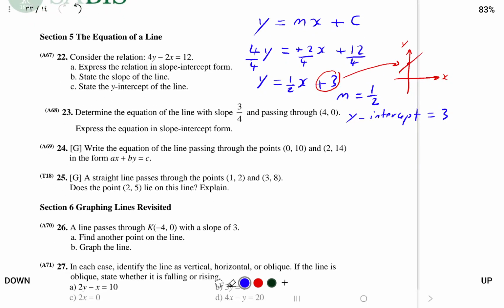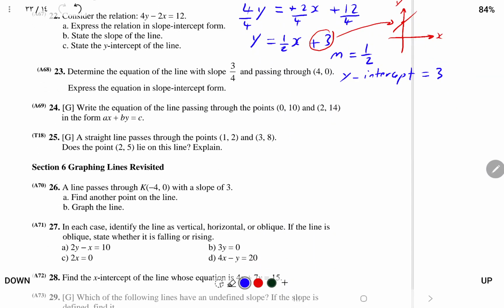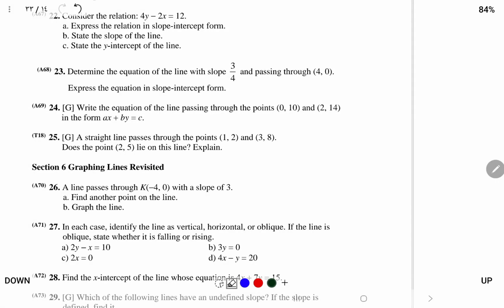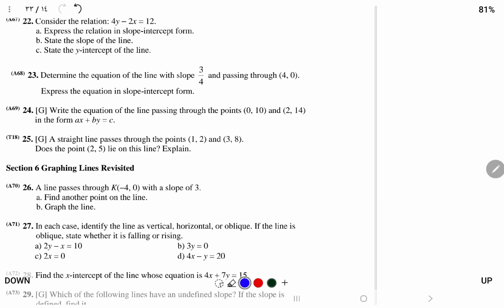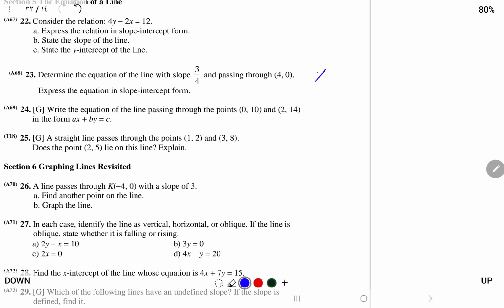Now, question number 23. Determine the equation of the line with slope 3/4 and passing through the point (4, 0). Express the equation in slope-intercept form. So first step we have to do is to write the equation of the straight line y equals mx plus c, and then we can replace m by 3/4. So we get y is equal to 3/4 x plus c.